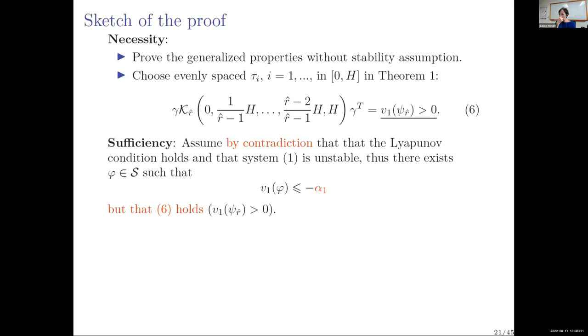For sufficiency, we assume by contradiction that the Lyapunov condition holds and that the system is unstable. According to the theorem I just presented, there exists a phi in S such that the functional evaluated at this phi is negative. And I can compute this alpha one, a positive constant, so the value is minus alpha one. But the contradiction is that I assume the functional I have for the necessary condition, V1 of psi R, is positive. So I want to show that this is not possible.